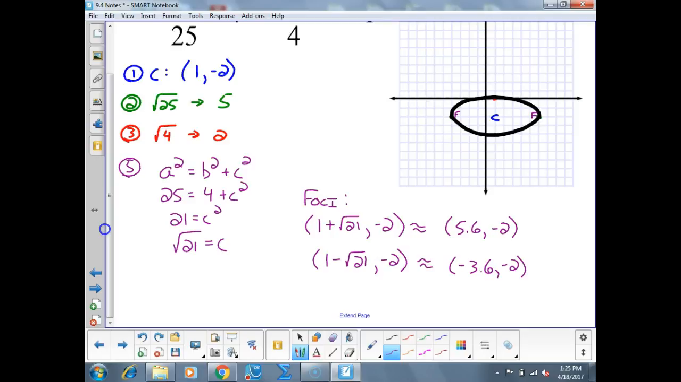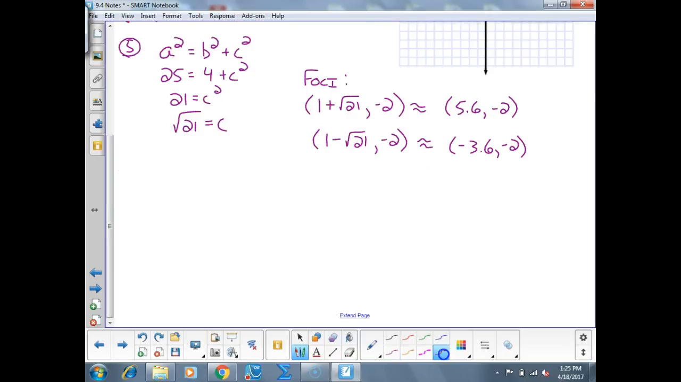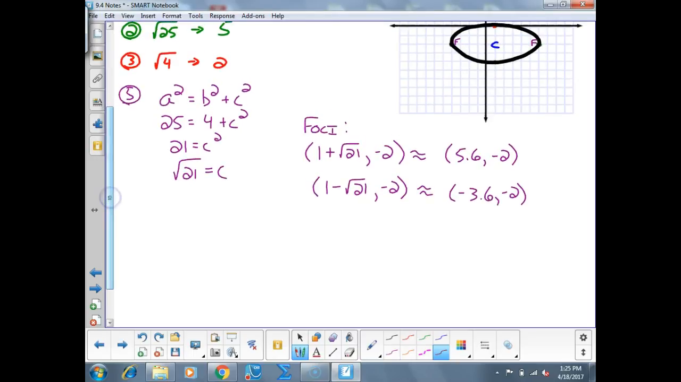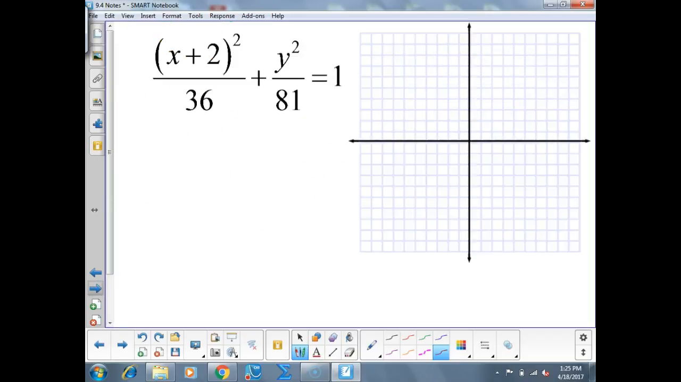And then the last thing is we need our vertices. Oops. I lost them. There they go. So what are my vertices? 6 comma -2 and -4 comma -2. And on any quiz or anything, there'll be blanks for all that. Okay. Try that one.